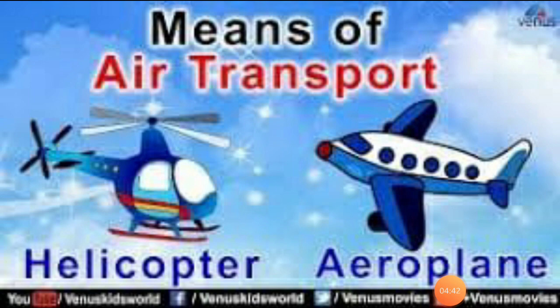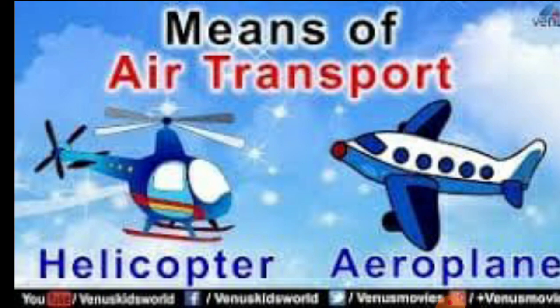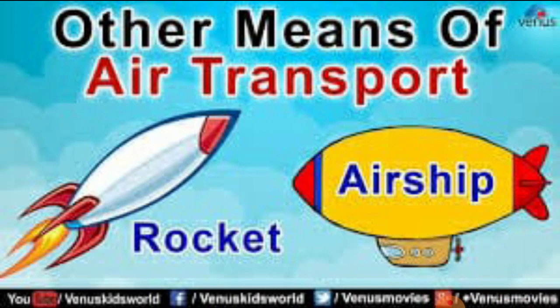I will show you some means of air transport. You can see aeroplane and helicopter. These are the main means of air transport through which people travel from one place to another. Other means of air transport are a rocket and airship, but these are not used for common traveling as such.